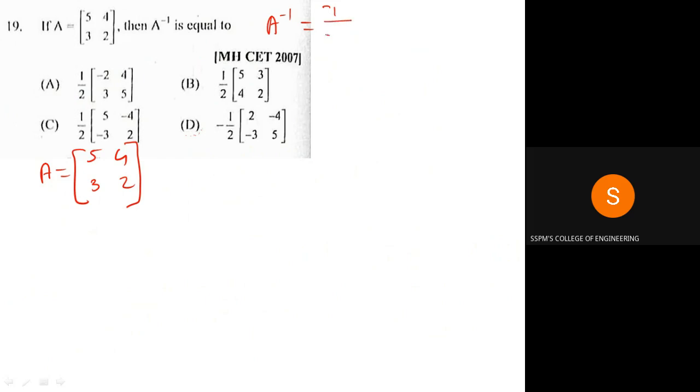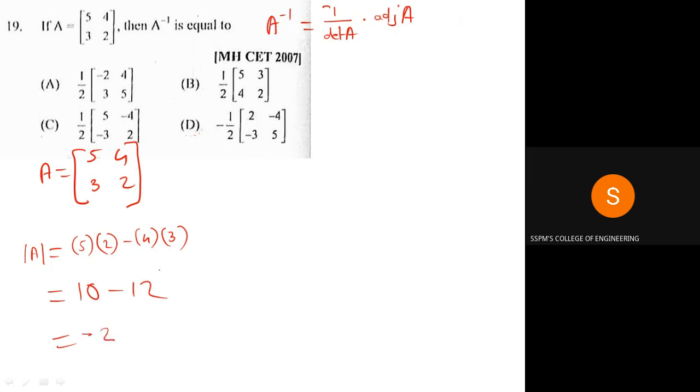A inverse is equal to 1 upon determinant of A into adjoint of A. So we will first find determinant of A. Every time you are asked to find A inverse, you should first find determinant of A in order to check if the inverse exists or not. Determinant of A is equal to 5 into 2 minus 4 into 3. 5 into 2 is 10, minus 4 into 3 is 12. 10 minus 12 is minus 2. So minus 2 is the determinant. It is non-zero, so the inverse does exist.